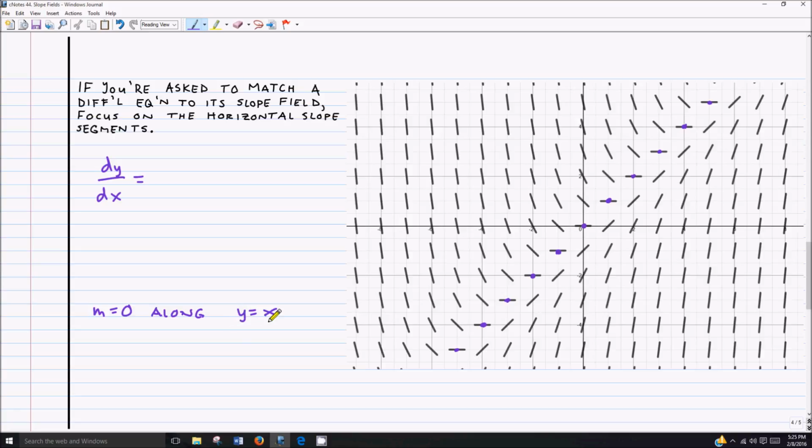What that means is if y equals x and we need the slope to equal 0, it must be proportional to, or a multiple of, some version of that equals 0. So what that implies is that y minus x has to equal 0. In fact, we get y minus x as our differential equation, or possibly x minus y. It's proportional to it, we can't really tell. And all I did was look for those horizontal segments. Those horizontal segments were my key.